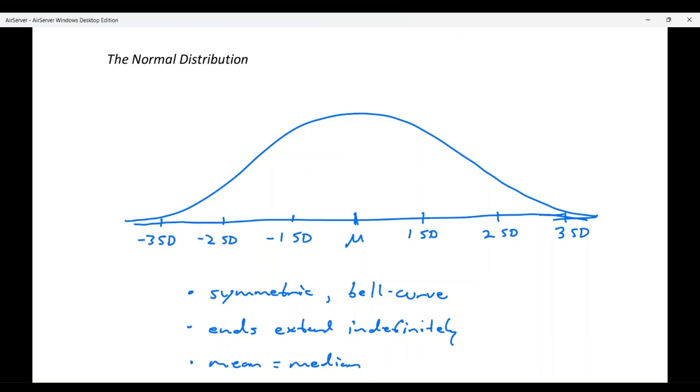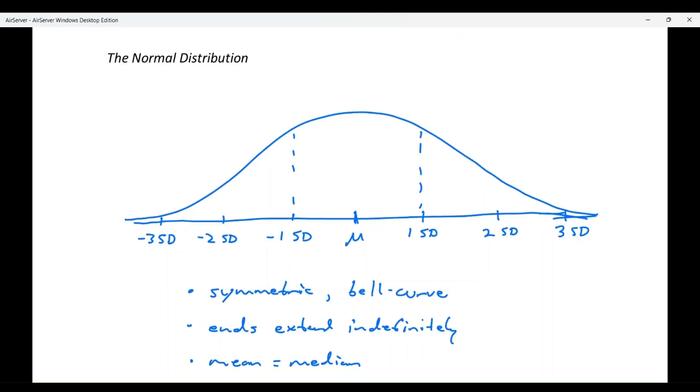If I want to think about what percent of data in a normal distribution is 1 standard deviation from the mean on either side, thinking about this center region, -1 to 1 standard deviation, that whole area is about 68% of all the data in a normal distribution. Now, these are not exact values. These are approximations, but it's about 68%, or about 2/3 of your data would be within 1 standard deviation of the mean.